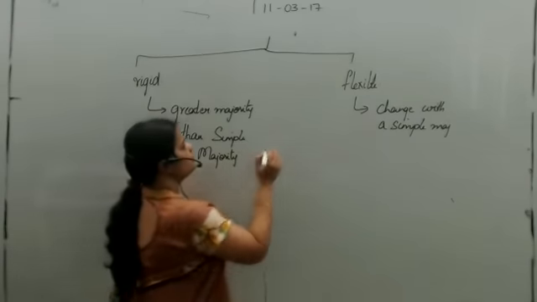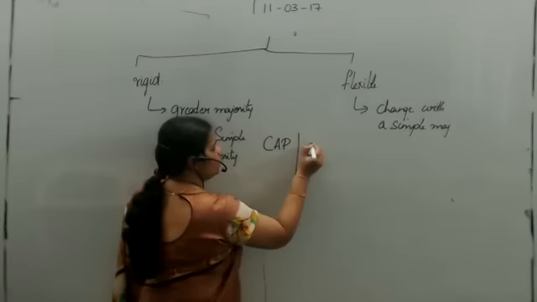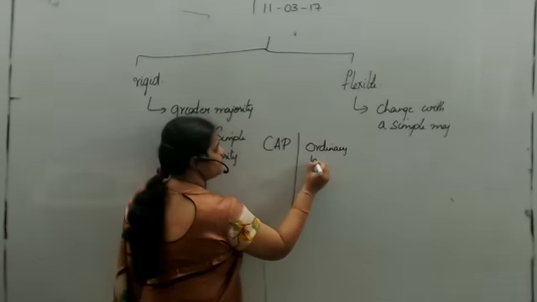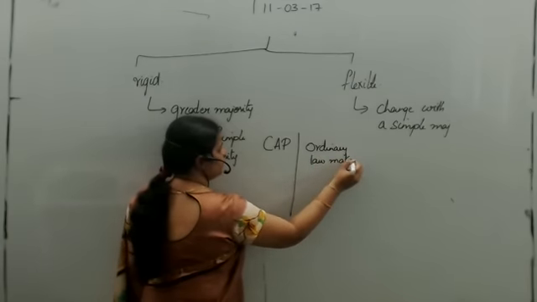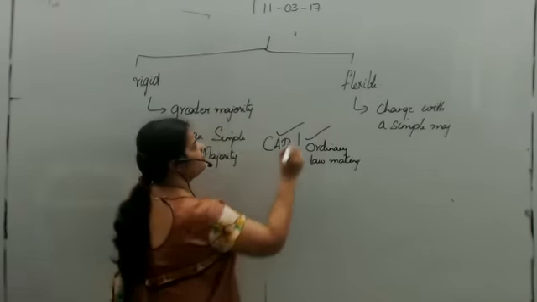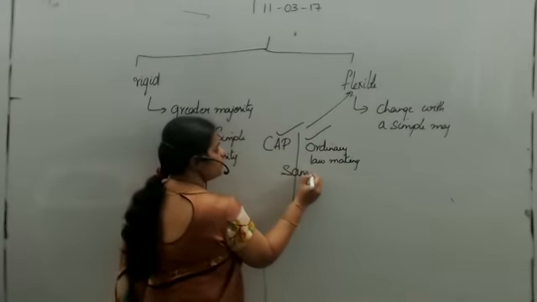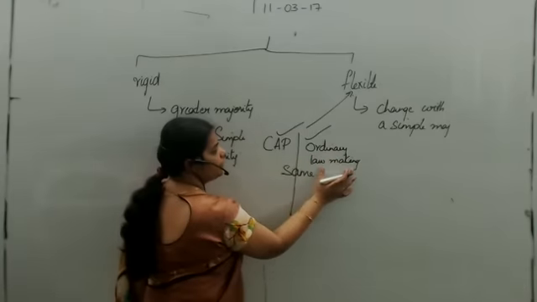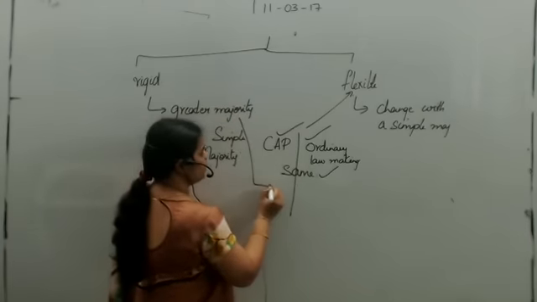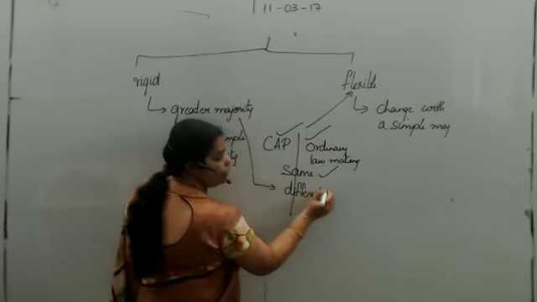Now, in other words, you have constitutional amendment procedure and ordinary lawmaking procedure. Both of these require majority. When you have the same procedure for ordinary lawmaking and constitutional amendment, it becomes flexible. In a flexible constitution, both constitutional amendment procedure and ordinary lawmaking procedure will be the same. In a rigid constitution, constitutional amendment procedure will be different from ordinary lawmaking procedure.